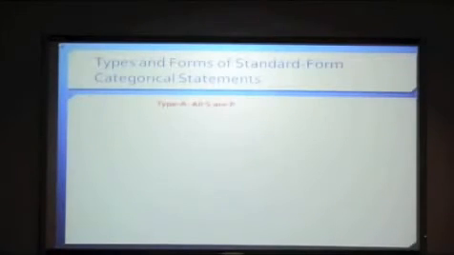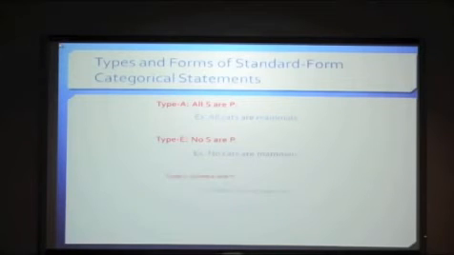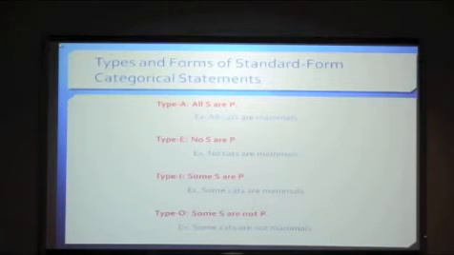Okay, now we've also discussed how there are several types of standard form categorical statement. There's a type A, and the structure or pattern of a type A is all S are P. An example of a statement that has this pattern is all cats are mammals. There's also the type E. The pattern of this type of statement is no S are P. An example of this is no cats are mammals. There is also type I, some S are P. An example of this is some cats are mammals. And finally, we have the type O, which is structured some S are not P. And an example of this is some cats are not mammals.